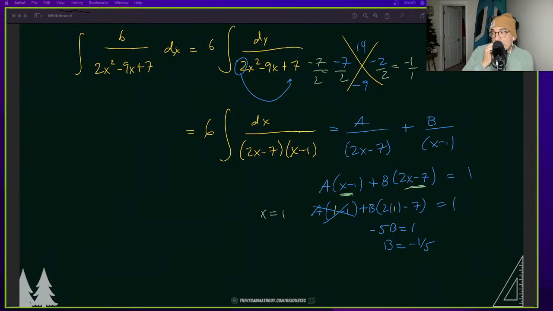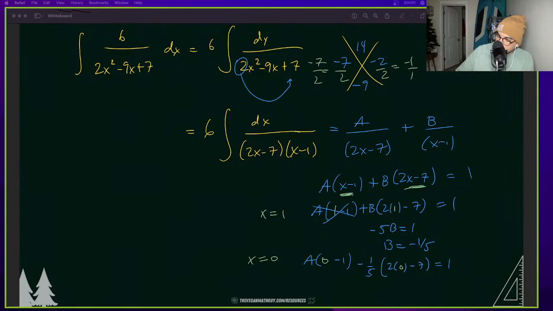We can plug in almost anything. Let's do 0. That's probably going to be the easiest one to look at. So x is equal to 0. And now we have A times 0 minus 1 plus, or I guess now we can do minus 1/5, since that's what we know the B value is going to be, times 2 times 0. We know that's going to be 0. And then minus 7. Can y'all see that?